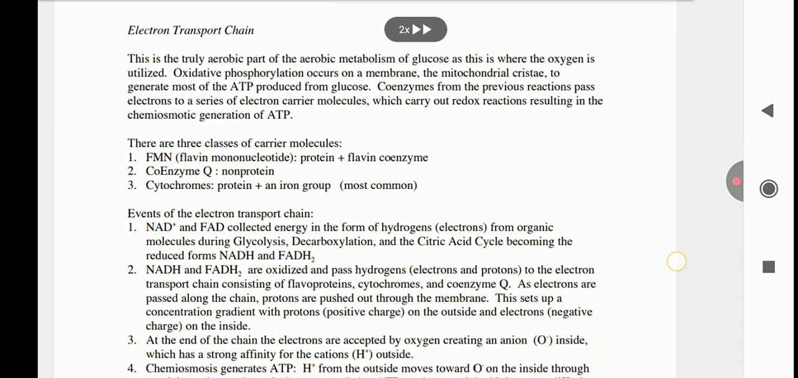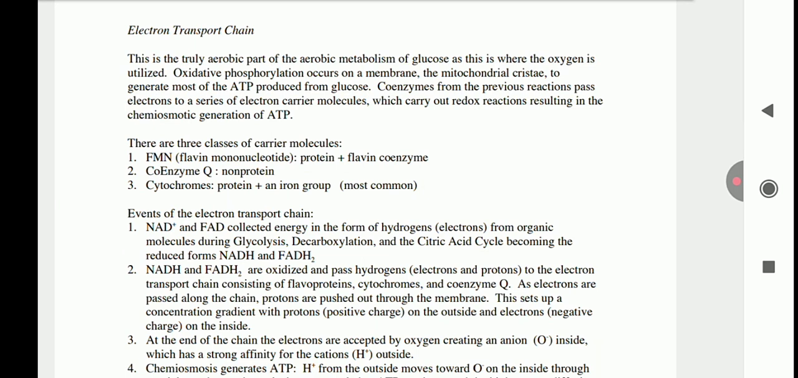Now, the electron transport chain. This is the truly aerobic part of the aerobic metabolism of glucose, as this is where the oxygen is utilized. Oxidative phosphorylation occurs on the membranes, the mitochondrial cristae, to generate most of the ATP produced from glucose. Coenzymes from the previous reactions pass electrons to a series of electron carrier molecules, which carry out redox reactions resulting in the chemiosmotic generation of ATP.